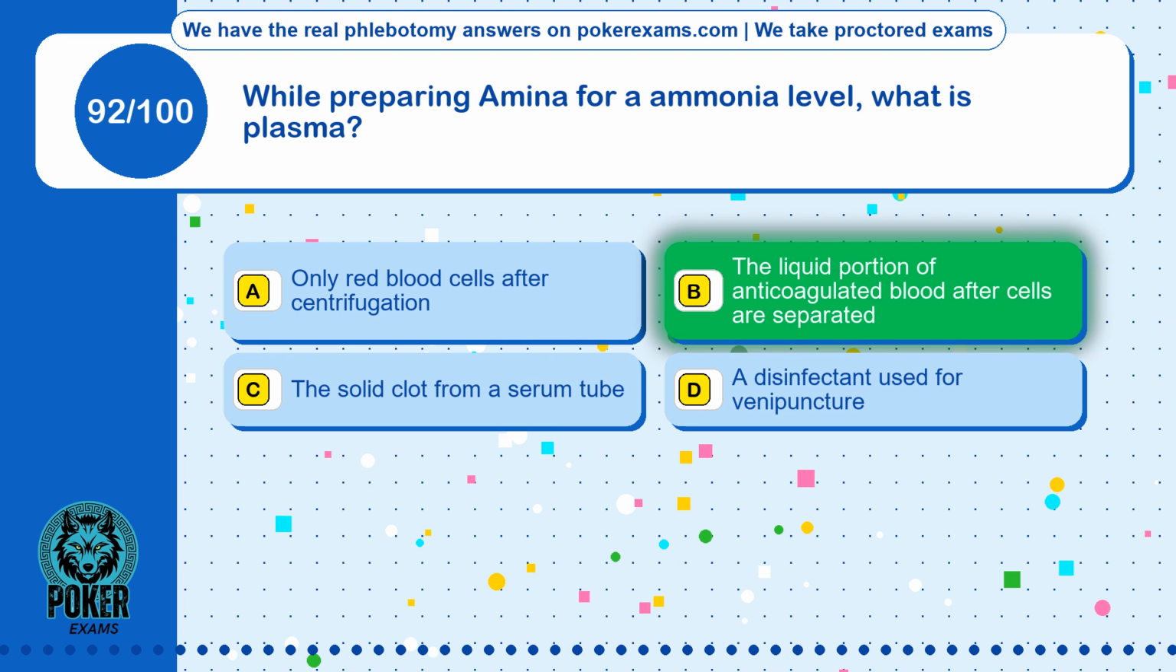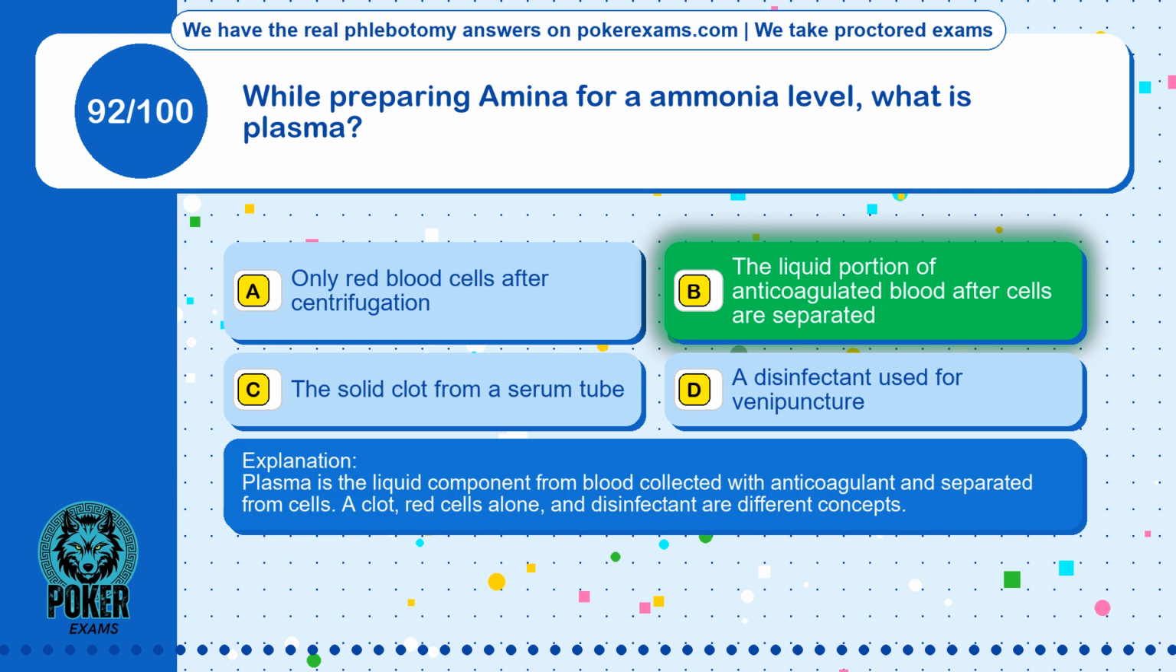The correct answer is option B. The liquid portion of anticoagulated blood after cells are separated. Plasma is the liquid component from blood collected with anticoagulant and separated from cells. A clot, red cells alone, and disinfectant are different concepts.